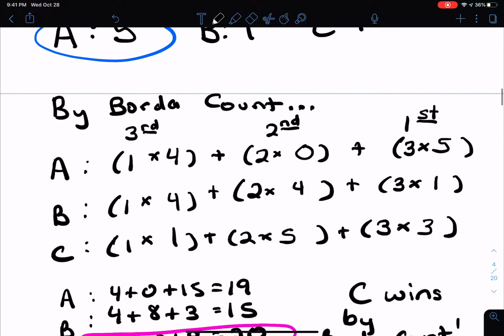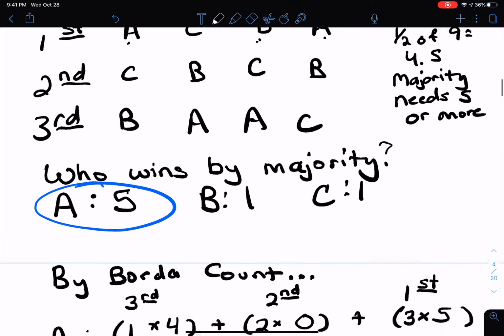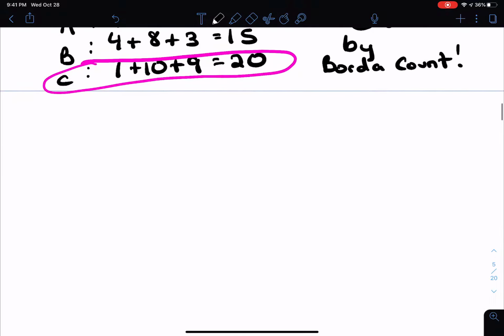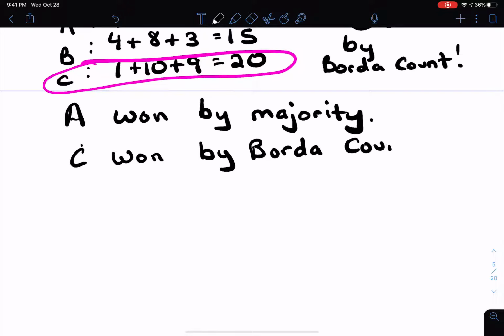But what did we say up here by majority? We said A had 5 first place votes, so A won the majority here, and the plurality because they have the most votes. So A won by majority. C won by Borda count. This violates the majority criterion.